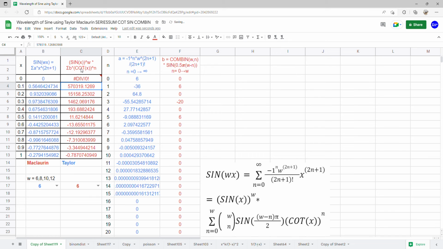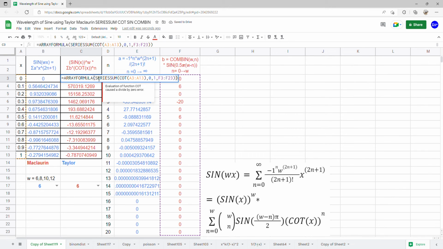And we continue because there's one more, sine of x raised to the power w. So we multiply this by sine of x raised to the power w.